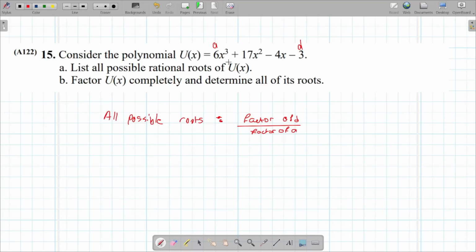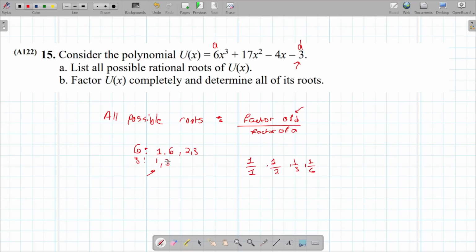Okay, what do I mean? So let's see. In this case, A is 6, and all possible factors of 6 are 1 and 6, 2 and 3. And then D is 3. All factors of 3 are 1 and 3. So let's see, what are all our possible ones? Let's start with the factors of D. The factors of D are 1 and 3 over the factors of A. Let's start with 1. We can have 1 over 1, right? 1 over 1. I can have 1 over 2. I'll start with the small numbers. Okay, I can have 1 over 3. And I can have 1 over 6.